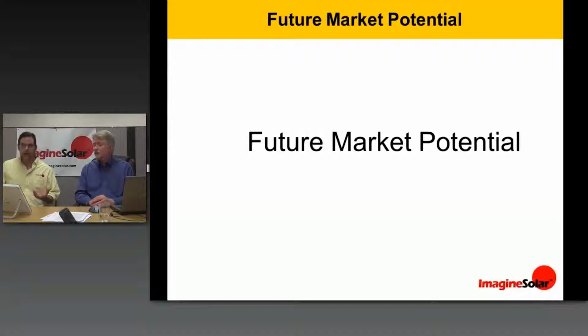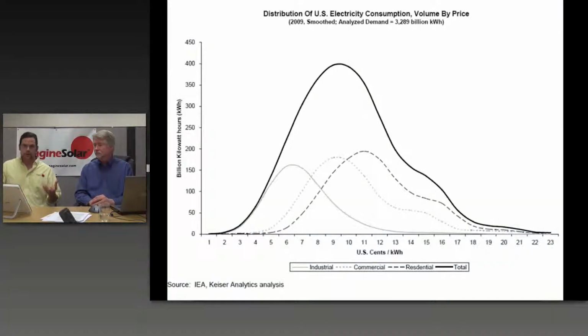So one way we can look at the overall total market for solar power is this chart. It's very busy, but what it's actually showing is a distribution curve, a statistical bell curve. If we take all of the billions and billions of kilowatt hours sold in the United States, and we plot them out by how much they cost and how many of them are sold, we get a curve much like this.